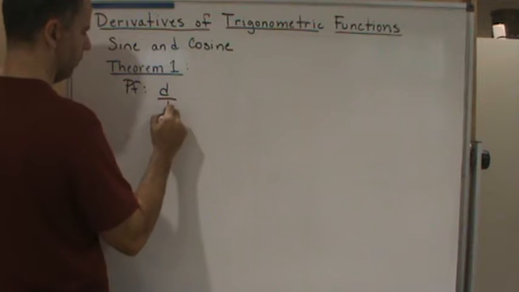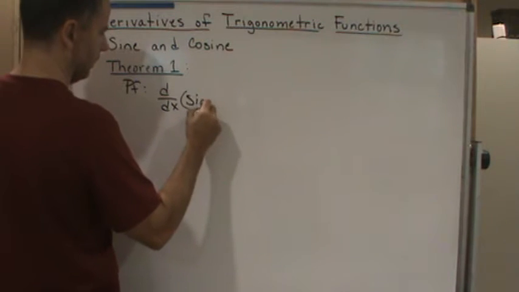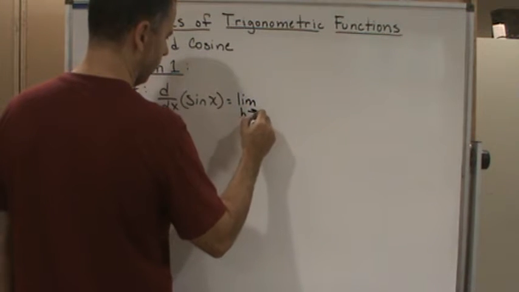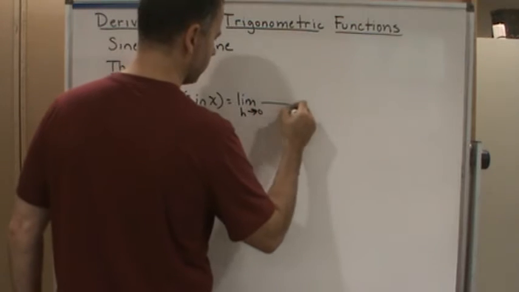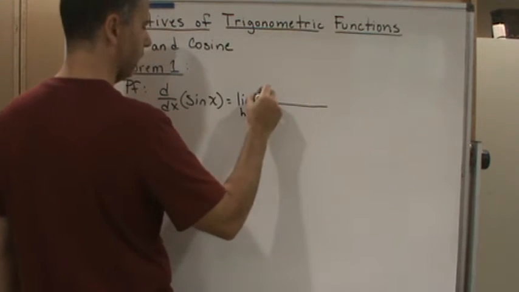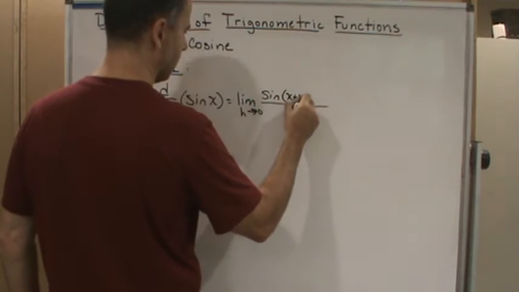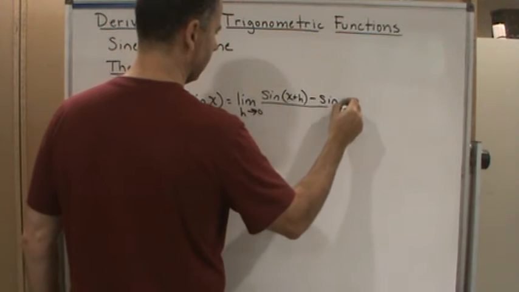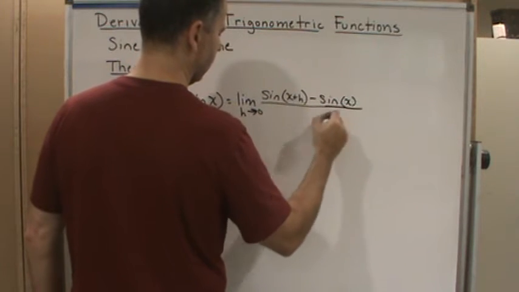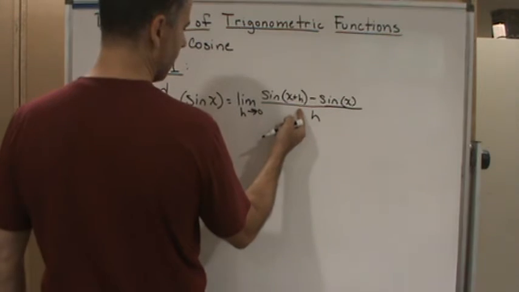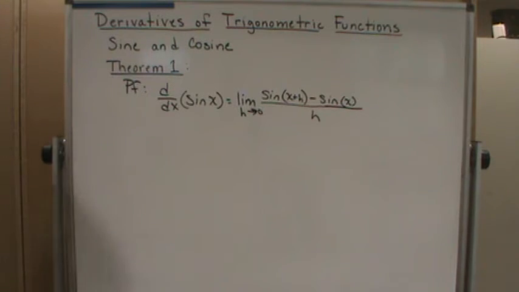the derivative with respect to x of sine x is equal to the limit as h approaches 0 of our difference quotient, which is going to be sine of x plus h minus sine x over h. So now, at this point, what we're going to use is the sum identity for sine. Okay, so we're going to expand out the numerator.